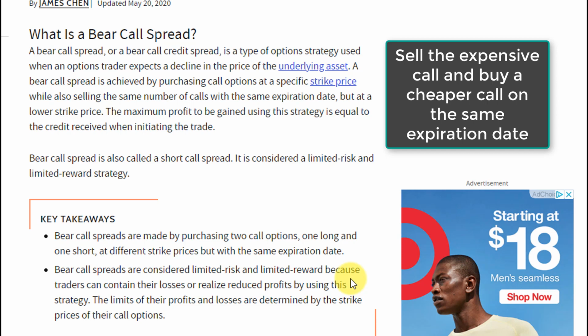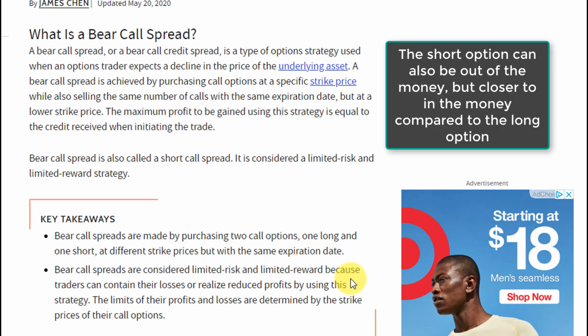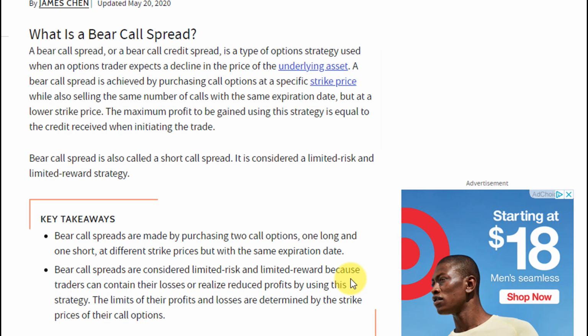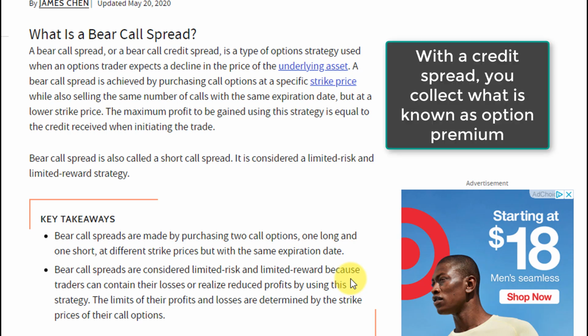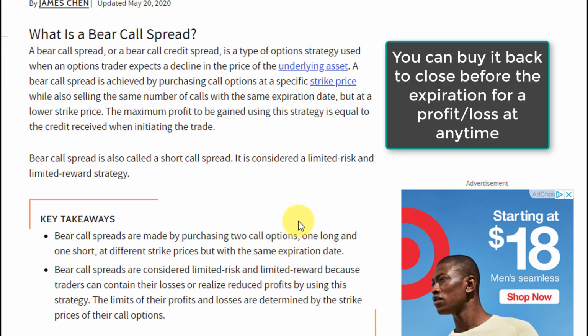Now what that does is selling the in the money option is more expensive, and buying the out of the money option is less expensive. Basically the difference between those two is what you collect up front, and then the hope is over time, let's say you sold a spread for $2, you can buy it back at a lower price. So that's essentially what a bear call spread is from just a definition standpoint. This is just coming off of Investopedia.